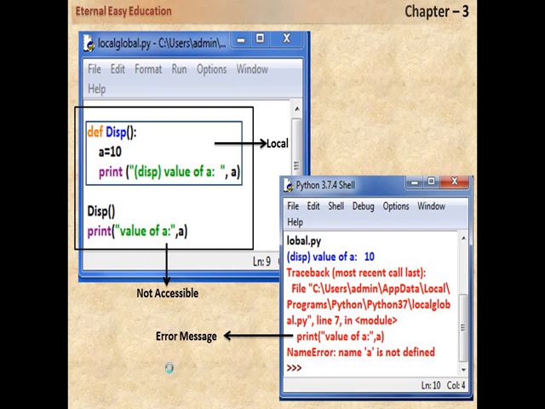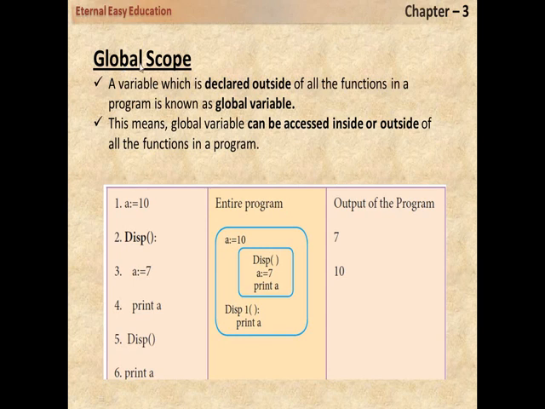Is it clear? Now see the global scope. A variable which is declared outside of all the functions in a program is known as a global variable. This means a global variable can be accessed inside or outside of all the functions in a program.